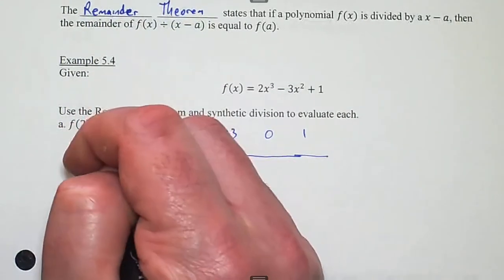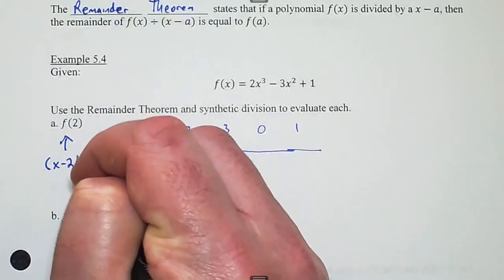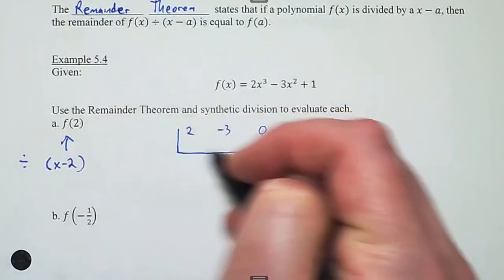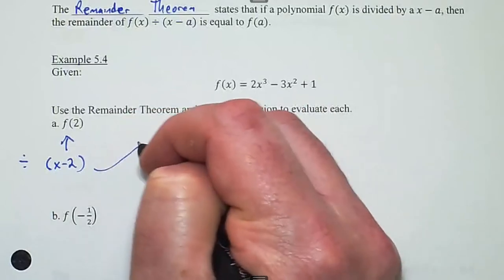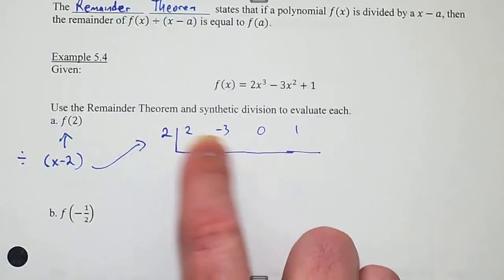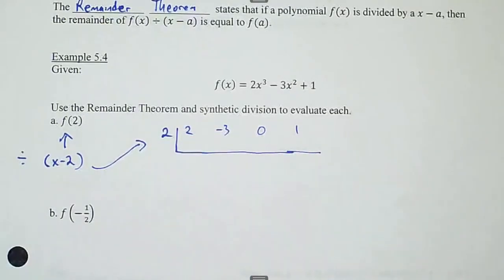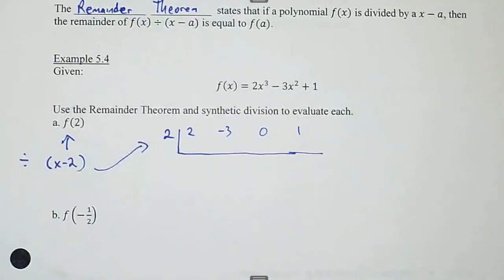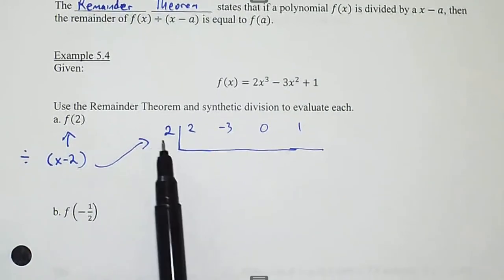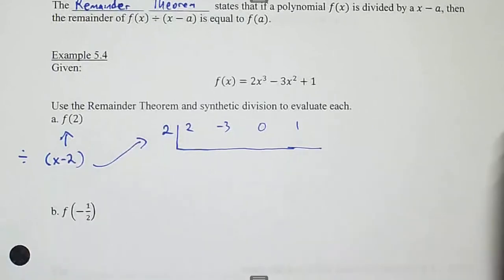Well, let's remember. F of 2 means I'm dividing by x minus 2, right? But that means that I put a positive 2 here, which is why some mathematicians will call this synthetic division, they'll call it synthetic substitution, because it begins to look a lot more reasonable why this number is the opposite of that number, because you're simply evaluating at it.